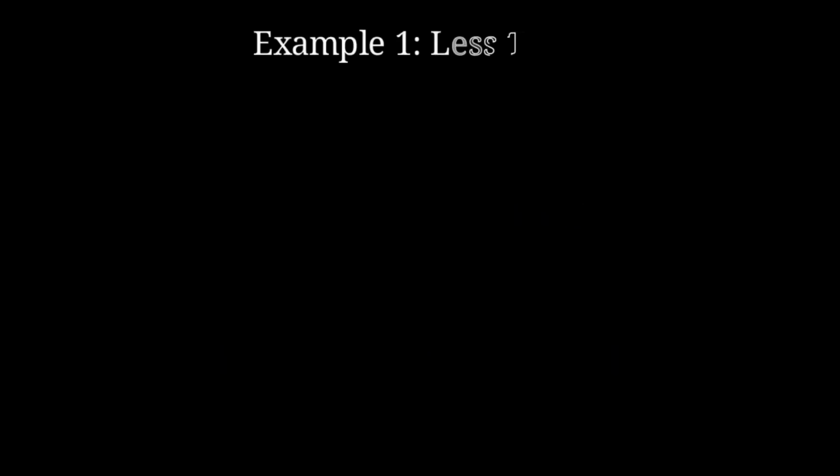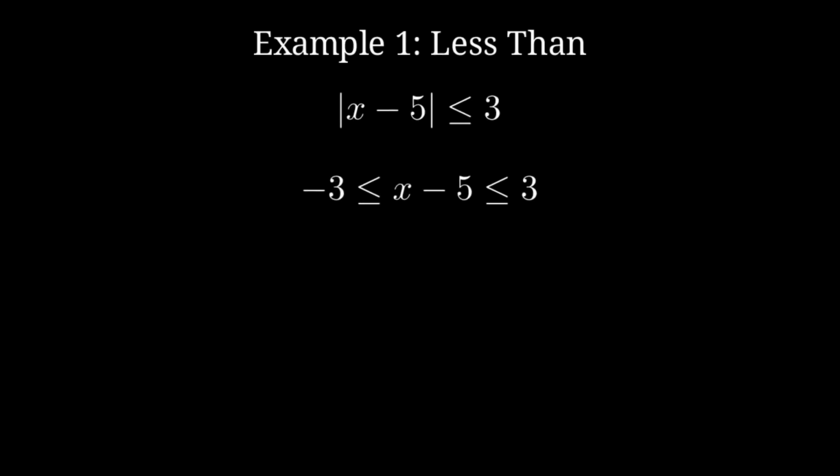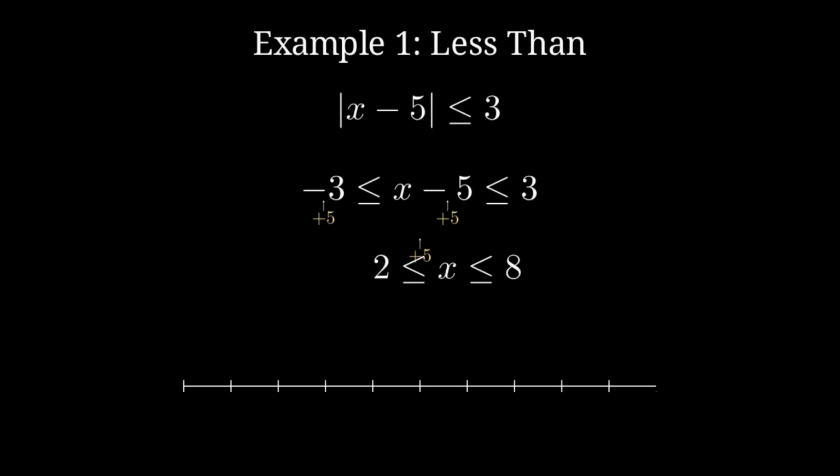Let's solve |x - 5| ≤ 3. We set up a sandwich inequality. By adding 5 to all sections, we find that x must be between 2 and 8, inclusive. Notice the closed circles on our graph.